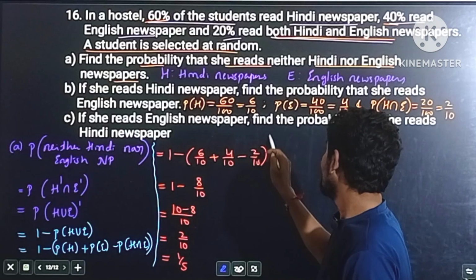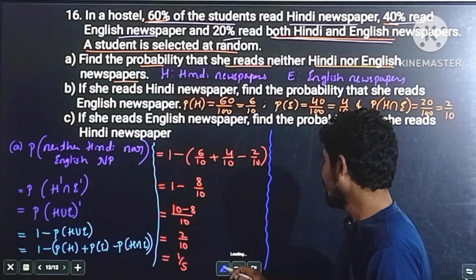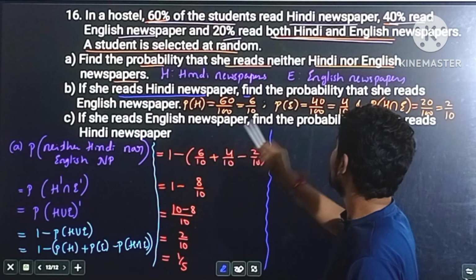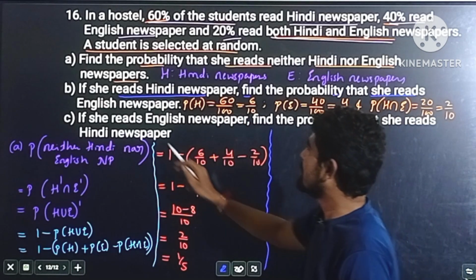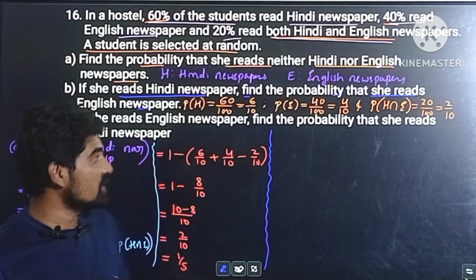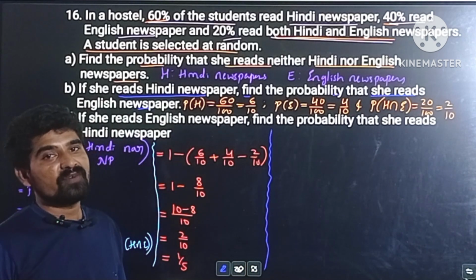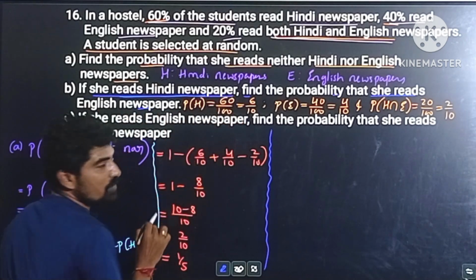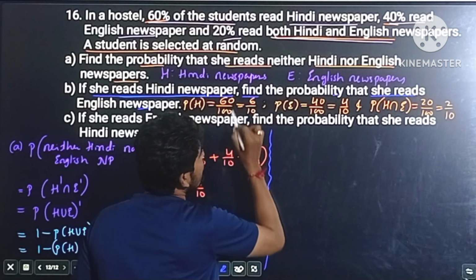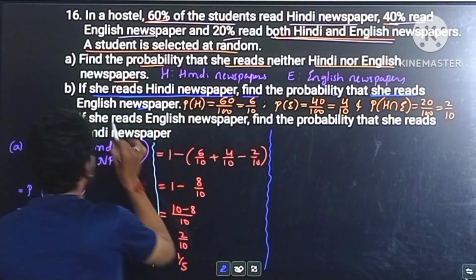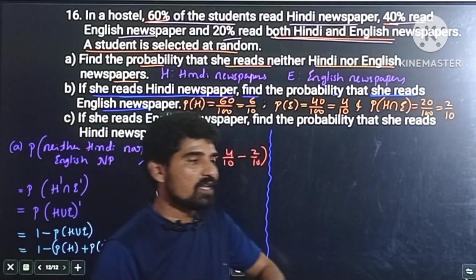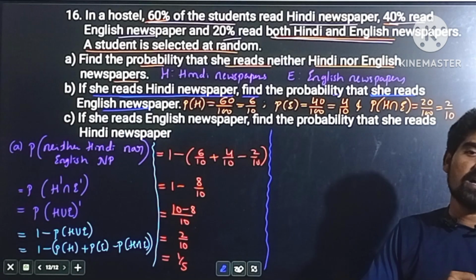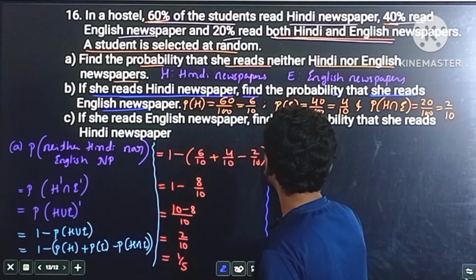And the second question we need to identify here: if she reads Hindi newspaper, find the probability that she reads English newspaper. See here in this question, there is one given event and one finding event. Here the given event is she reads Hindi newspaper, and we need to find the probability that she reads English newspaper. So if one given and one finding event exist, it should be calculated by using the conditional probability concept.